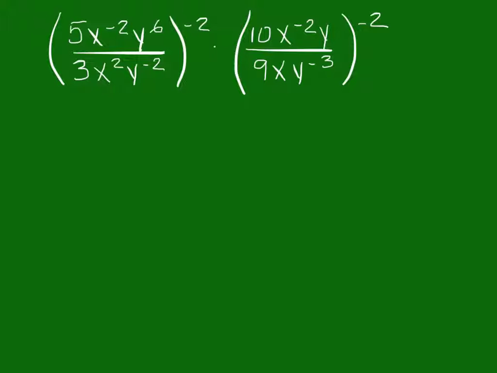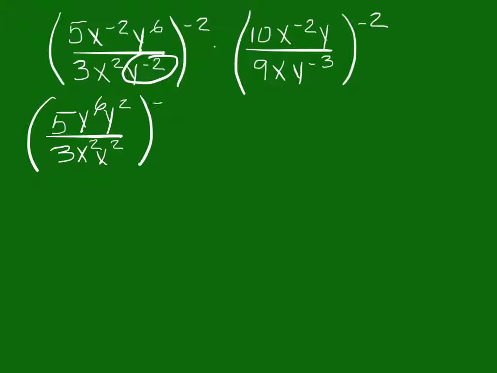Start with the left-hand expression. You can keep the 5 and the 3. X to the second on the bottom stays, and the x to the negative 2 goes with it, becomes positive. Y to the sixth stays on top. Y to the negative 2 goes up there and becomes positive 2. Keep everything in parentheses to the negative 2 power.